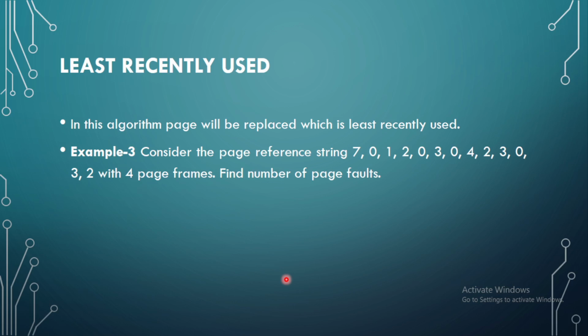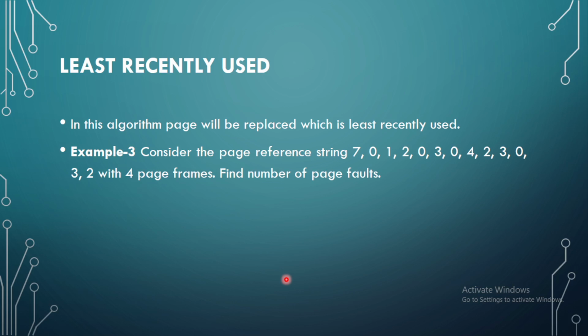In this algorithm, the page which is least recently used will be replaced. In the optimal algorithm, the page which is not going to be used in future is replaced. In least recently used, the page will be replaced which was least recently used. So in optimal, we have to look forward. In least recently used, we have to look in reverse.